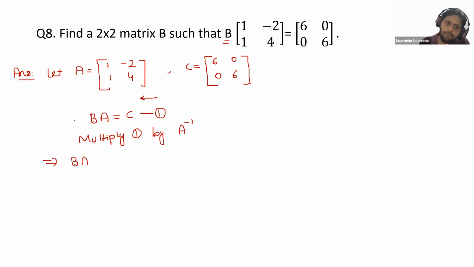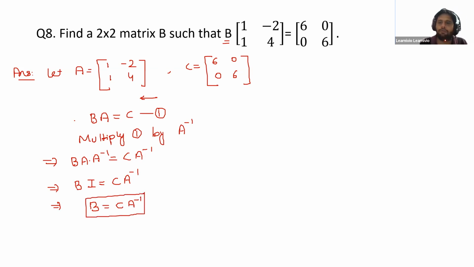Okay, so we will get BA A inverse is equal to C A inverse. So this we will get B into I. So this is equal to C A inverse. B into I, you already know that is B. If you will multiply any matrix with I, you will get the same matrix. And this is equal to C into A inverse. Okay, Abdul. So now you just need to find the value of A inverse. You need to put in this equation, you will get the value of B. This clear, Abdul? Yes, sir. Okay, great. Please complete this and share your answer.